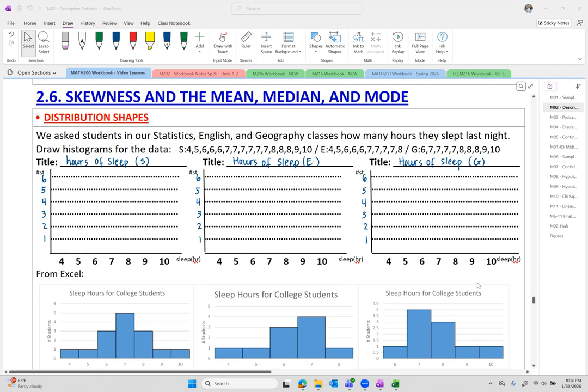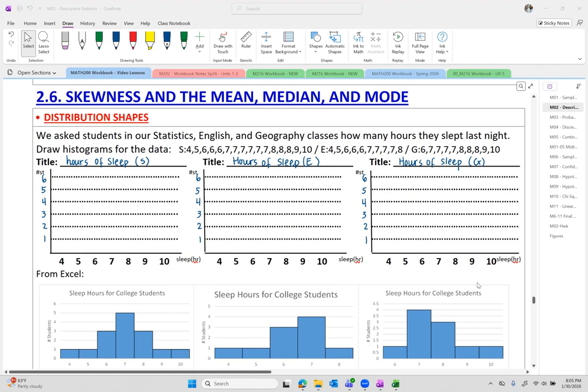So here is an example. We have three groups: statistics students, English students, and geography students, and we asked them how many hours they slept last night. And the statistics students said 4, 5, 6, 6, 6. I see here 6 students said that they slept 7 hours, 3 students said that they slept 8 hours, 1 student said 9, and 1 said 10.